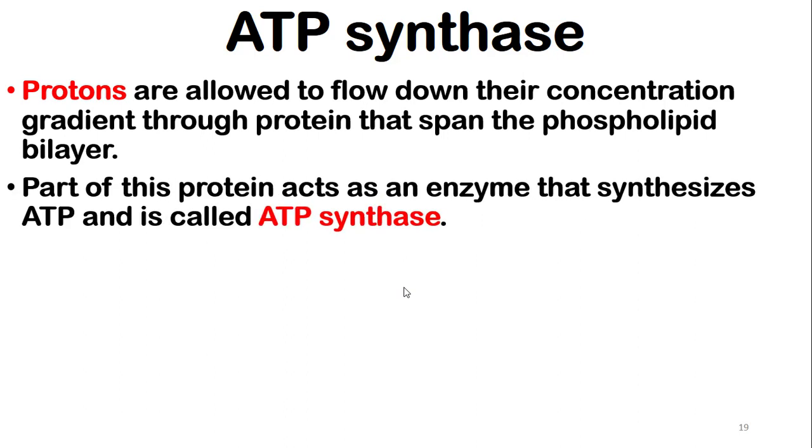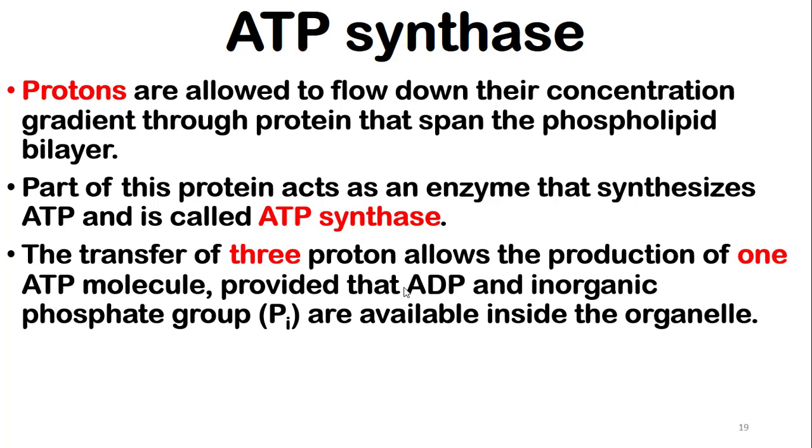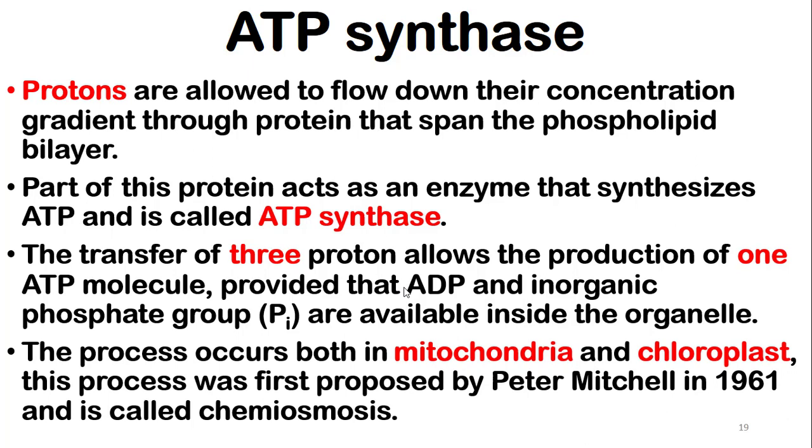Number 2, part of this protein acts as an enzyme that synthesizes ATP and is called ATP synthase, or simply ATPase. The transfer of 3 protons allows the production of one ATP molecule, provided that adenosine diphosphate and inorganic phosphate are available inside the organelles. Adenosine diphosphate and inorganic phosphate both act as raw material for adenosine triphosphate. If no raw materials are available, no ATP can be produced.